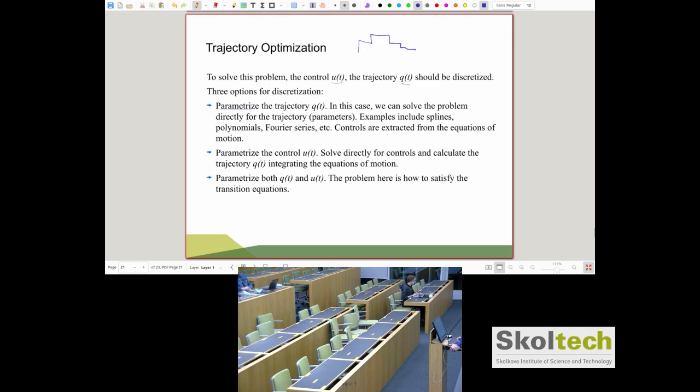If we parameterize the trajectory with q of t, I mean, this is configuration, we can solve the problem directly for the trajectory, right? So this is U. We have a sequence of configurations, and the only thing we are doing is shifting them, putting them up and down, or right. So this is Q, and when you optimize, you are going to change these configurations slightly, just to make things more optimal.